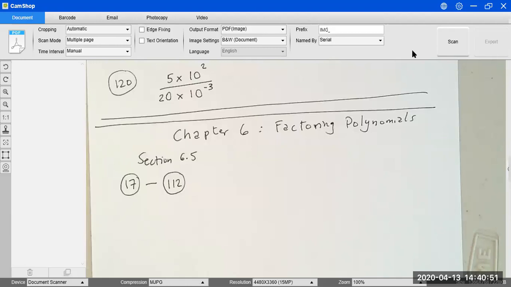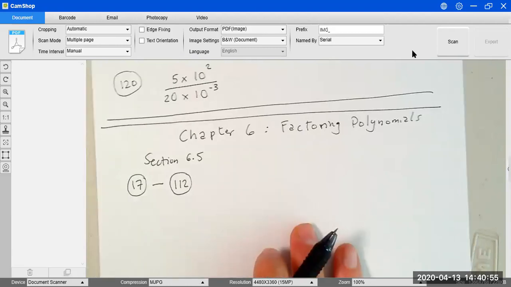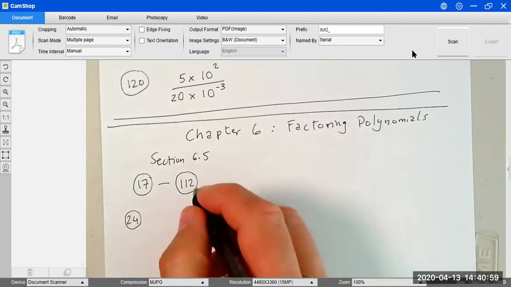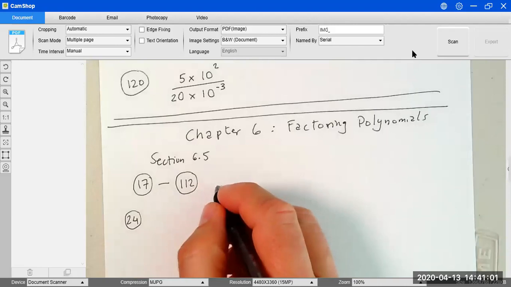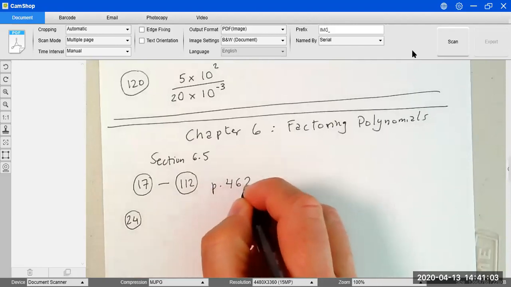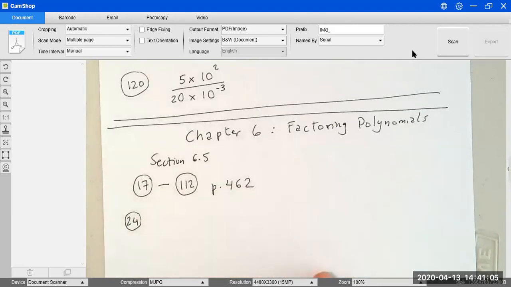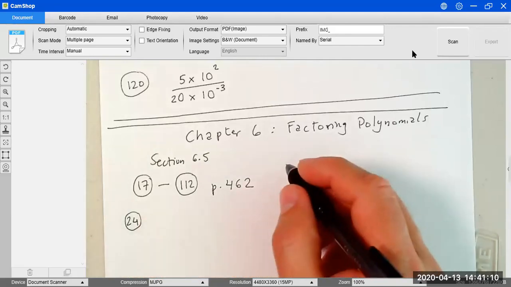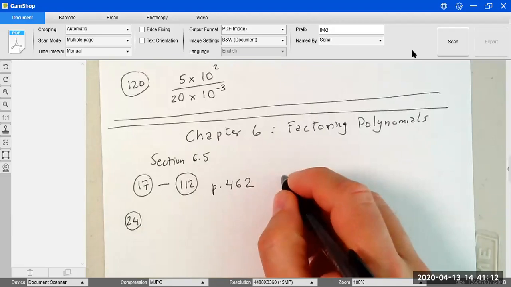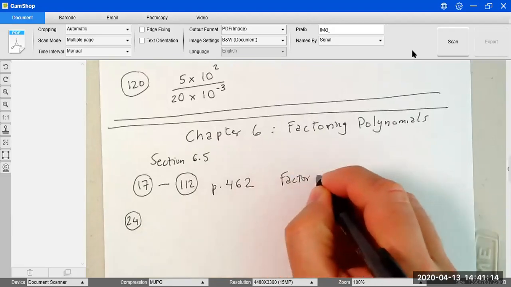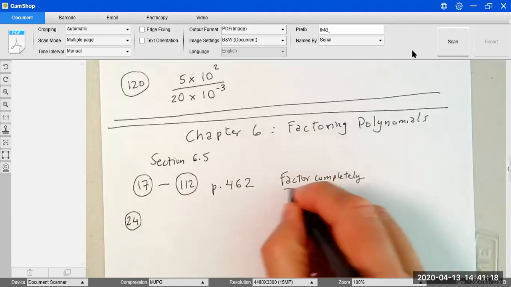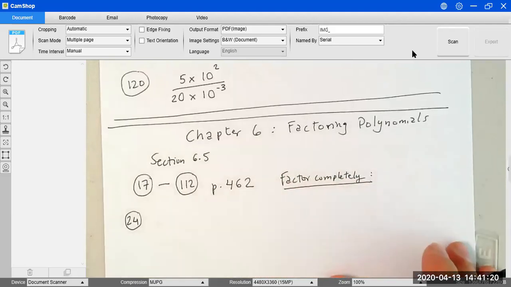So I'm going to start with problem 24. So I'm going to solve problem 24. These problems that I'm talking about are on page 462. So problem 24, the general directions are: factor completely. So that's what you're going to do in the exam. You're going to factor completely.